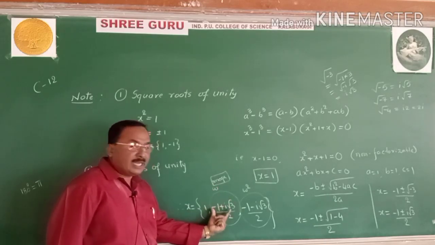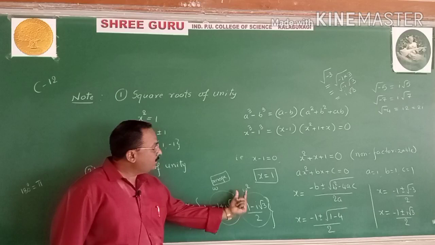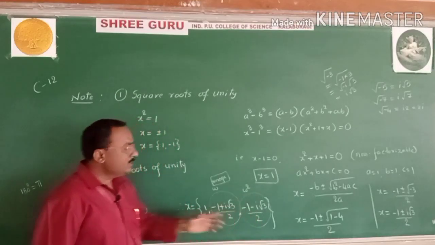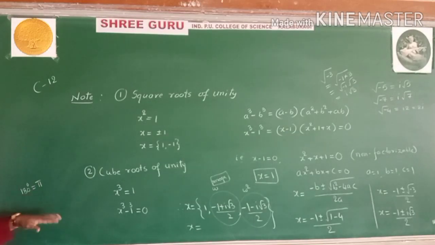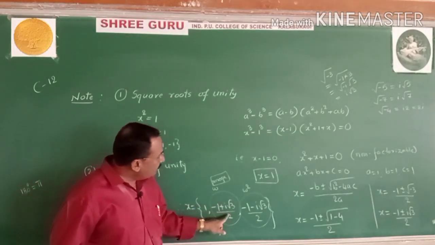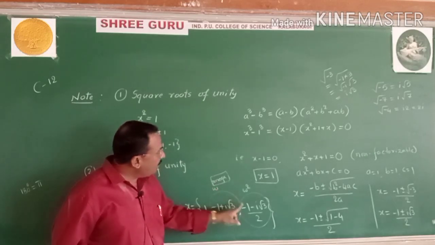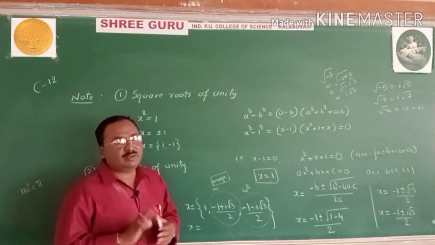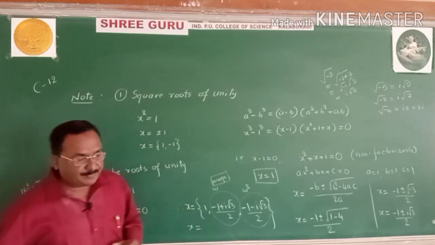Omega value is what? Minus 1 plus i root 3 divided by 2. Omega square value is what? Minus 1 minus i root 3 divided by 2. Same, pi value is what? 180 degree. Pi is a symbol. Here minus 1 plus i root 3 divided by 2, symbol is what? Omega. Minus 1 minus i root 3 divided by 2, symbol is what? Omega square. Only symbol.